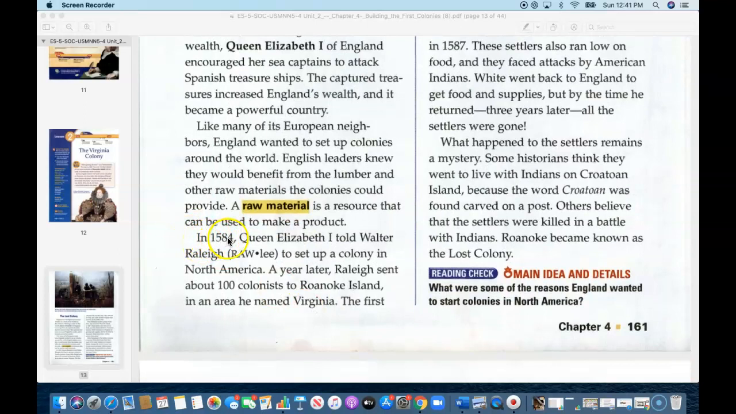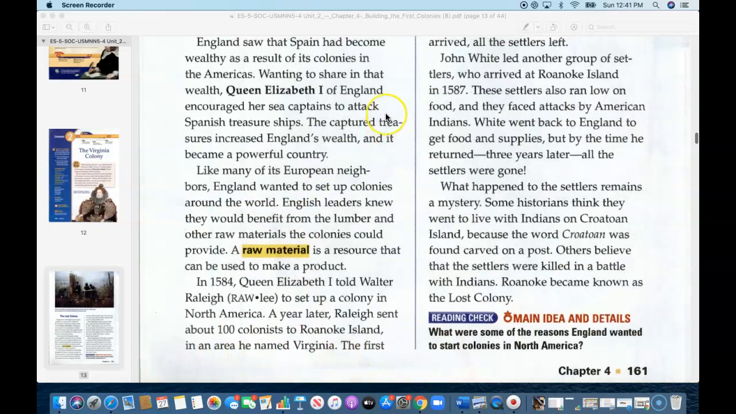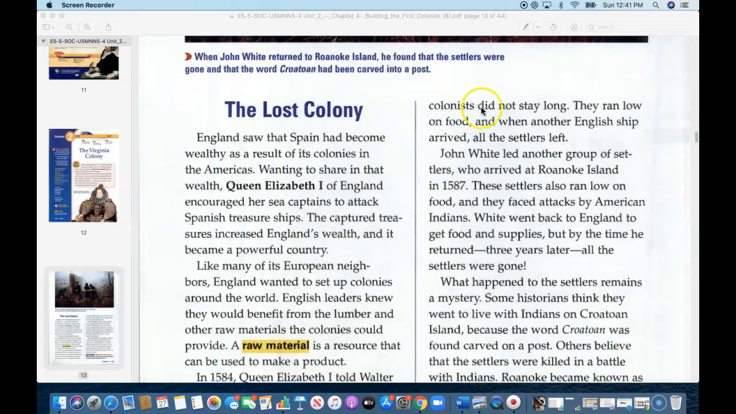In 1584, Queen Elizabeth I told Walter Raleigh to set up a colony in North America. A year later, Raleigh sent about 100 colonists to Roanoke Island, in an area he named Virginia. The first colonists did not stay long. They ran low on food, and when another English ship arrived, all the settlers left.